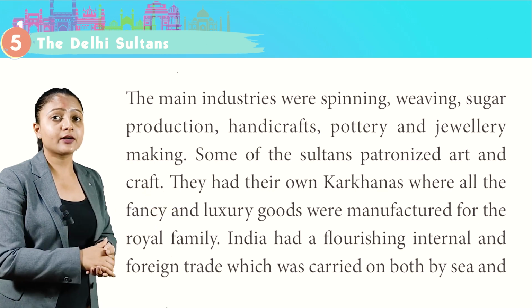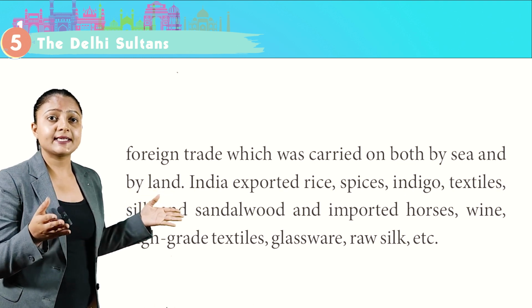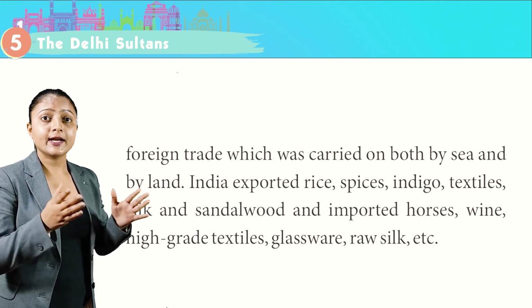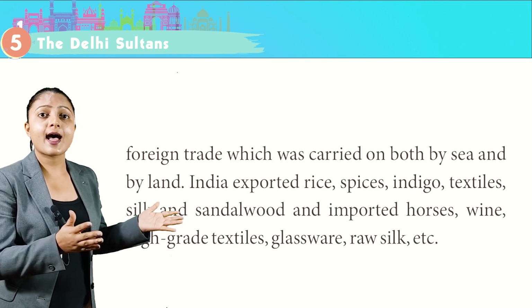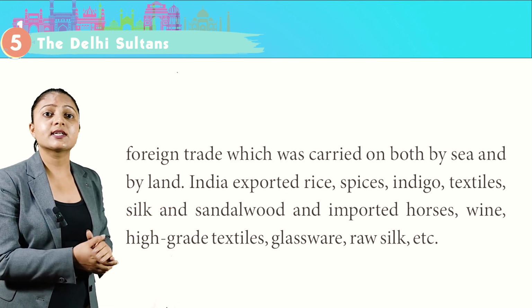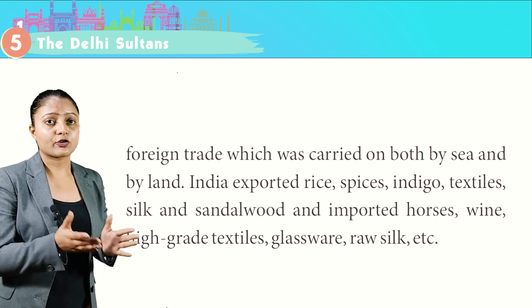India had a flourishing internal and foreign trade which was carried on both by sea and by land. India exported rice, spices, indigo, textiles, silk, and sandalwood, and imported horses, wine, high grade textiles, glassware, raw silk, etc.